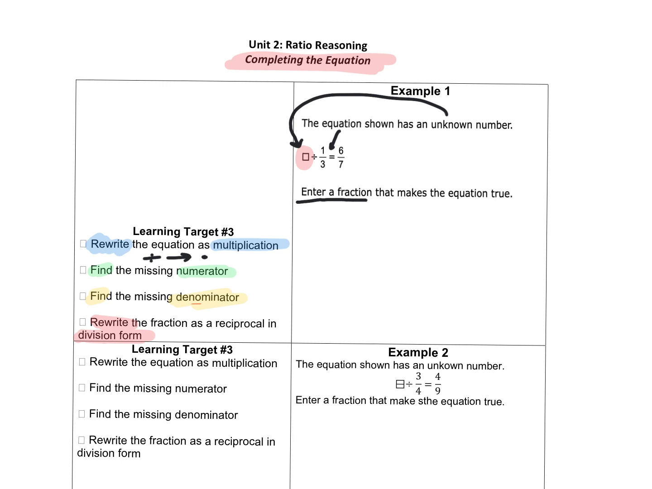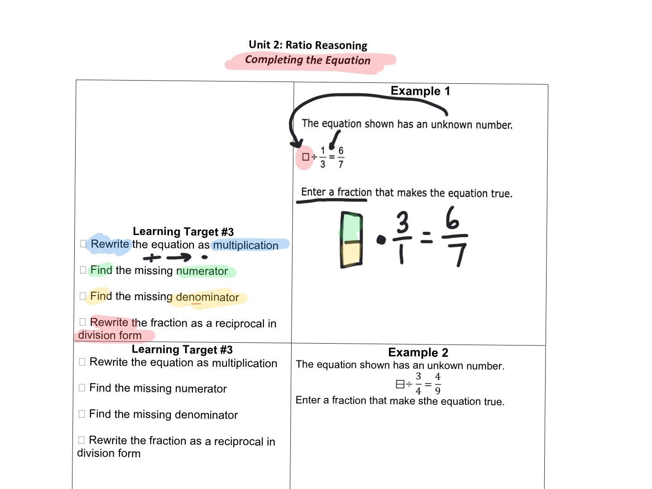Okay, so the first step is we're going to rewrite it as multiplication. So everybody go ahead and draw your box for that missing number, and then change this to multiplication. And you know what goes along with that. Once we change it to multiplication, you have to flip the second fraction. The extra piece this time is that it actually gave us the answer to this equation. It's 6/7. Now we have to determine what is going to go in this numerator box and what is going to go in this denominator box.